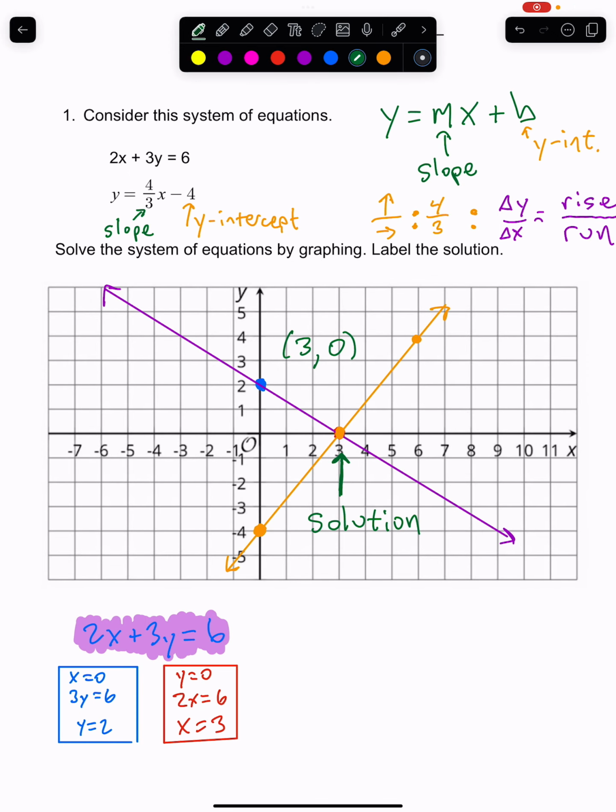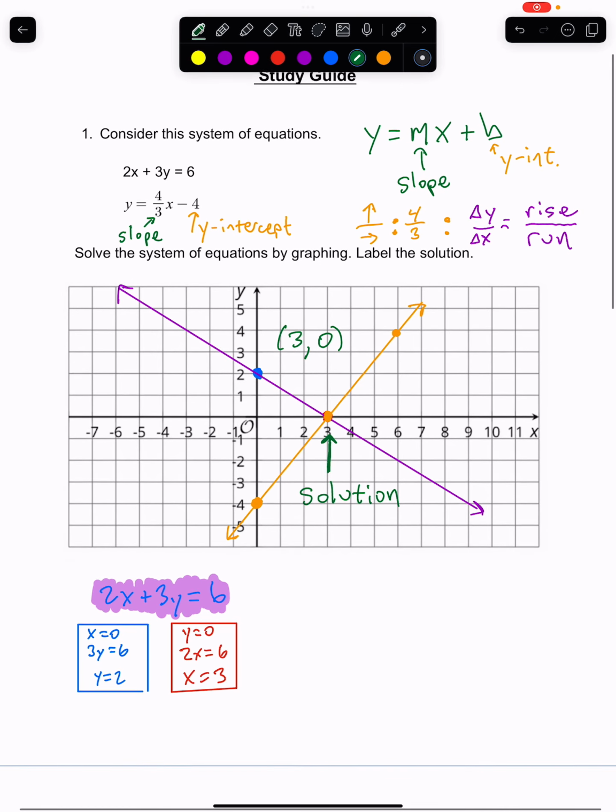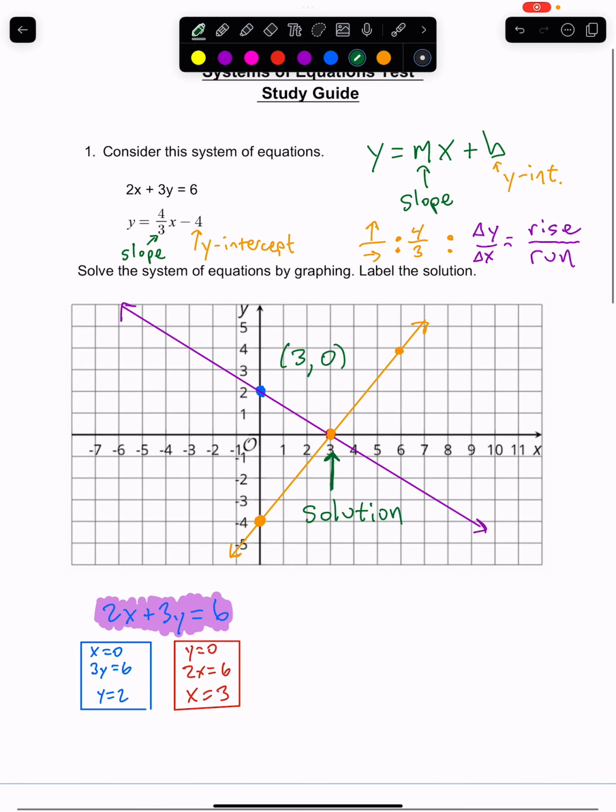And there's that. So on the test, I want you to graph both lines and point at the solution for me. Write solution and point at that point of intersection, because we want to know that you know where the solution to a system of equations is on the graph.